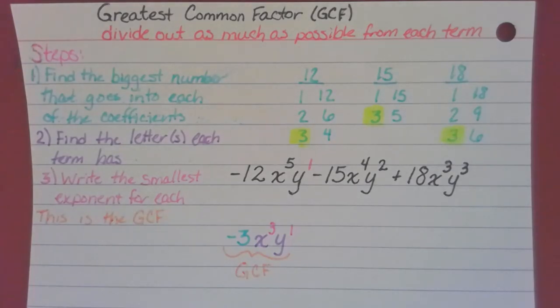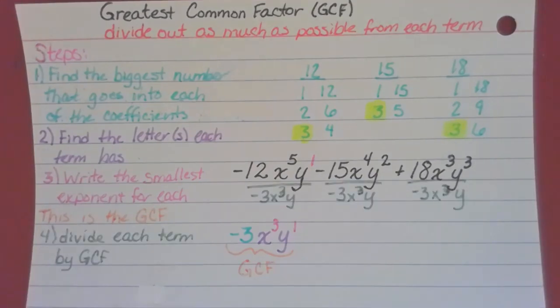Okay, so that's all the steps to get the GCF. So that is the biggest amount I can take out of every single term. And now the next step is to divide each one of our terms in the original polynomial by that GCF. So the next step is to divide each term by the GCF. So I'm dividing every single term by the negative 3 x to the 3rd y to the 1st. And then I'm going to follow the rules of exponents to simplify each one of these fractions.